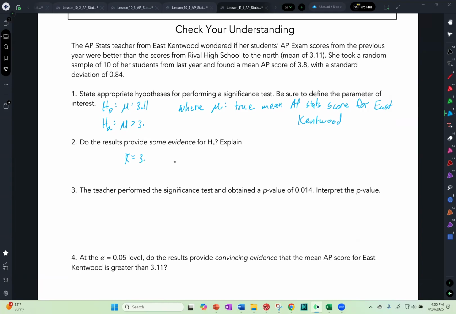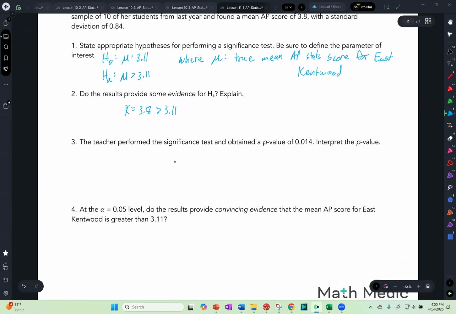Sorry. If you are screaming in your seat right now, like, Mr. Kinney, that alternative is wrong, you are correct. The alternative is that the mean is greater than 3.11. So, do the results provide some evidence for the alternative? Yes, the sample mean is 3.8, which is greater than 3.11. That's evidence. That is literally in the direction of the alternative.